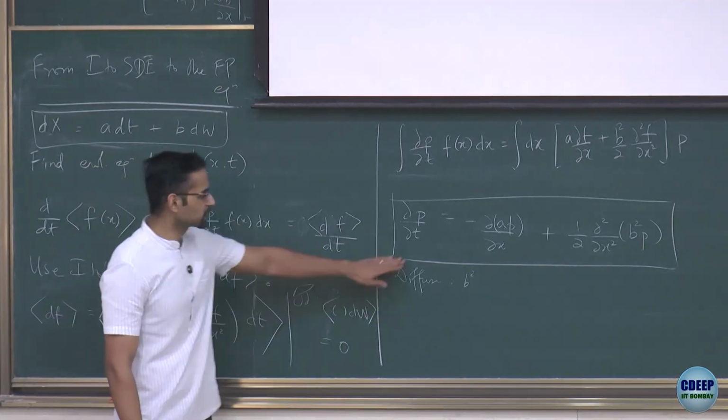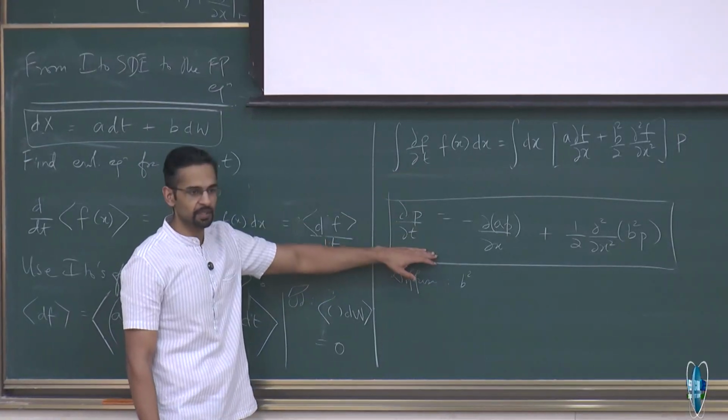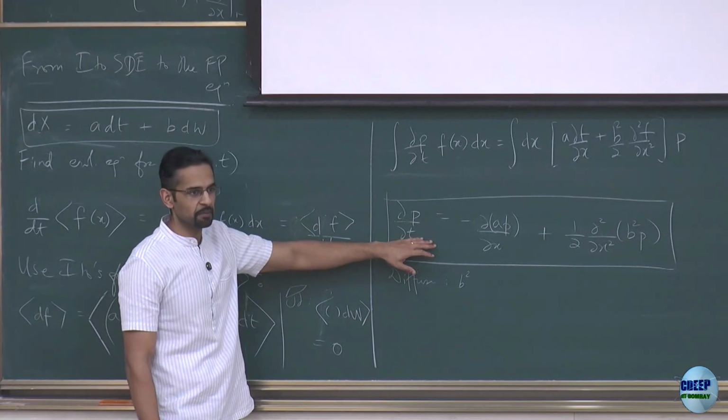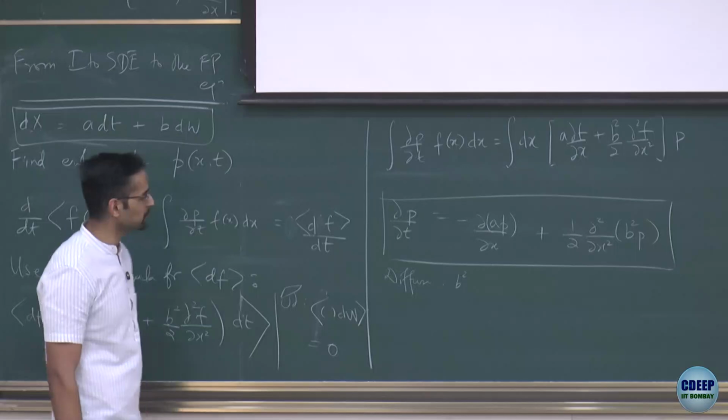Before I proceed, any questions about this, how we got the Fokker-Planck? We reach here and then the rest of the steps is just some integration by parts, and we follow what we had done before to finally argue that we get the following Fokker-Planck.